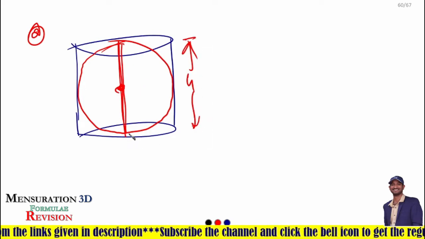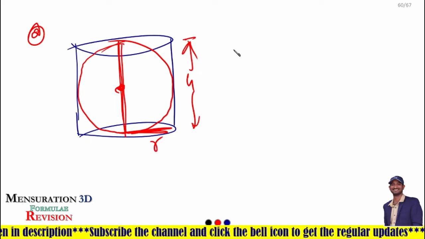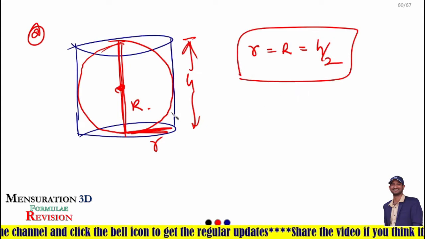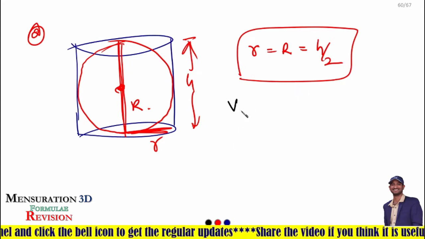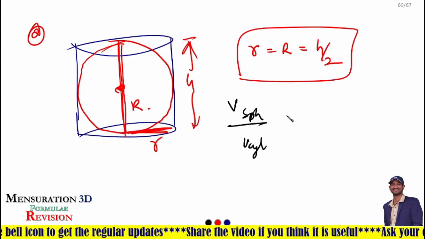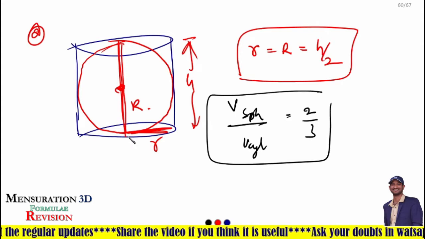Then to get the maximum volume, the diameter of the sphere should be equal to the height of the cylinder, and the radius of the sphere and the radius of the cylinder are equal. So small r and capital R are equal, and both are equal to half of the height of the cylinder. And coming to the volumes, the ratio of the maximum volume of the sphere to the volume of the cylinder is 2 by 3. Cylinder is 3 parts, then sphere is only 2 parts.